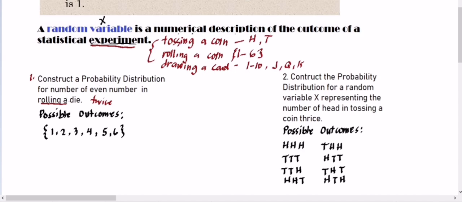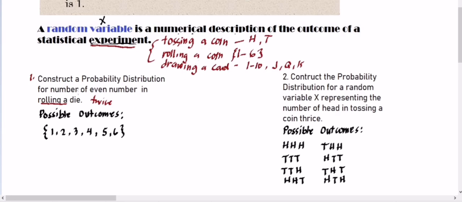ibig sabihin niyang class, yung possible outcomes mo, may ka-partner. Halimbawa, pwedeng lumabas 1-1, 1-2, pwede rin 6-1. Okay, kasi sa unang roll, 1 lumabas. Sa pangalawa, pwedeng 1 ulit. So, 1-1 yung outcome mo. Okay? Next, mahalaga kasi yun sa pagko-construct.